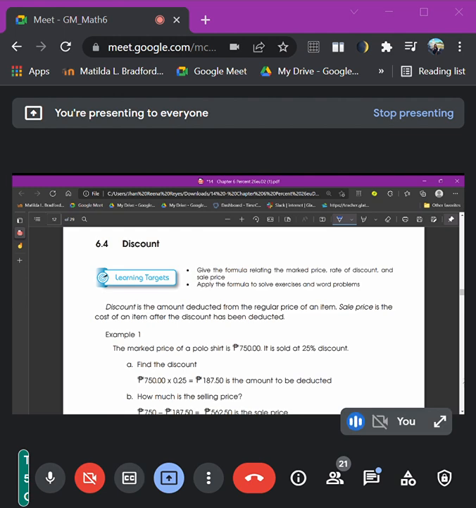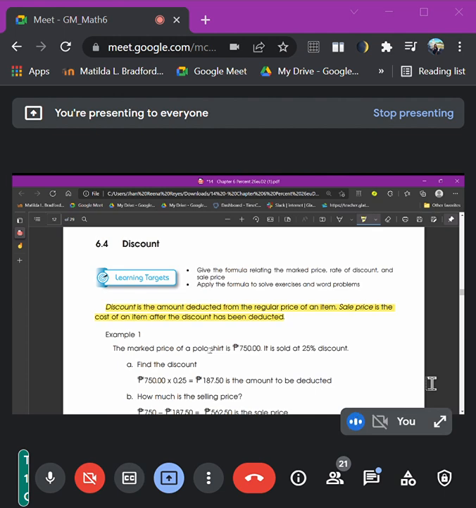So, here class, when we say discount, it is the amount, okay, the amount deducted from a regular price of an item. Okay, mo na siya ma-deduct. But when we say sale price, that is the cost of an item after the discount has been deducted. So, kanan nyo makita diha class nga 20% off, kaya mo na siya ang discount. And then, ang sale price, mo na siya mong mabayran pag deduct nimo sa 20% sa price.